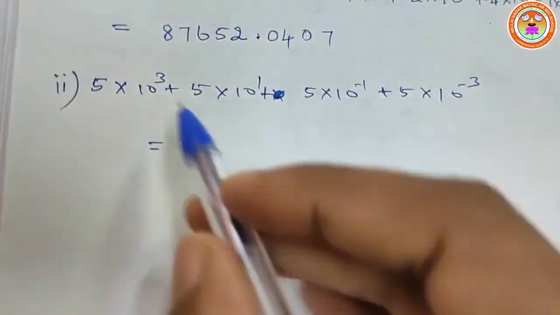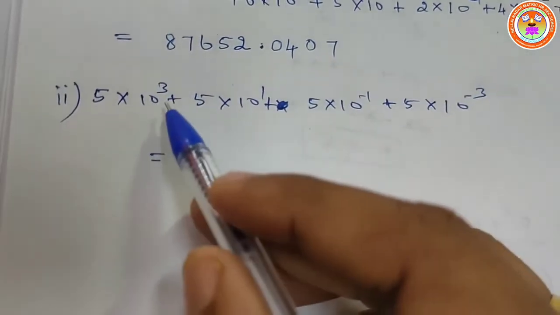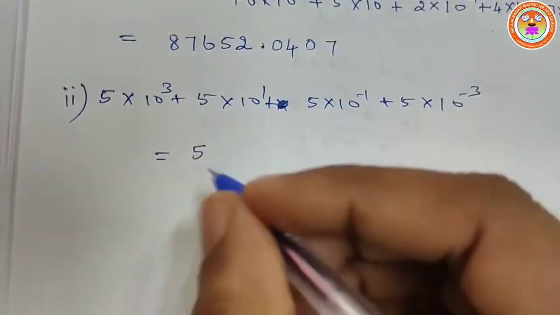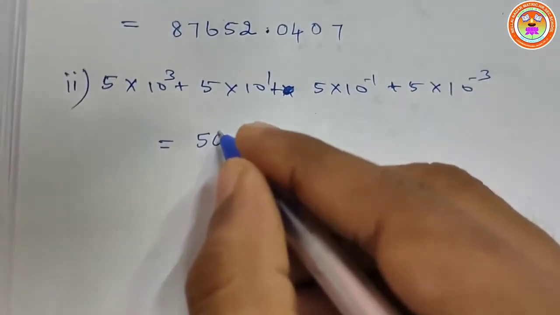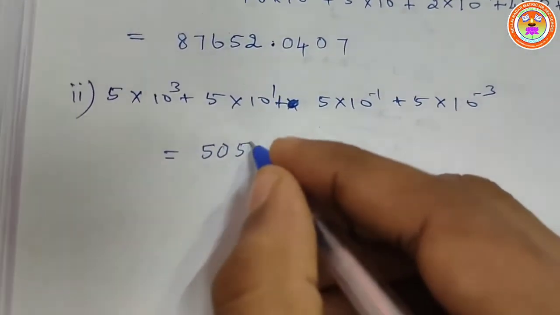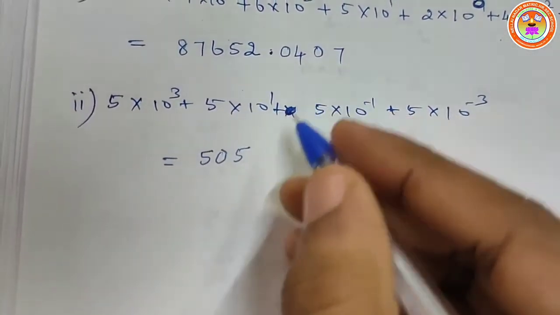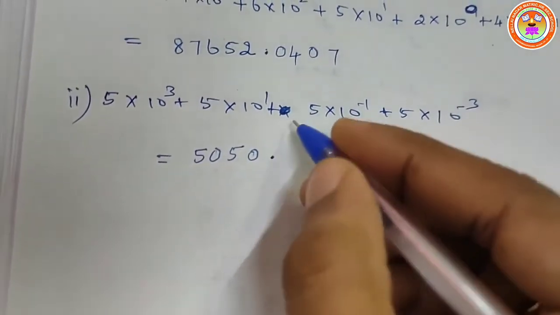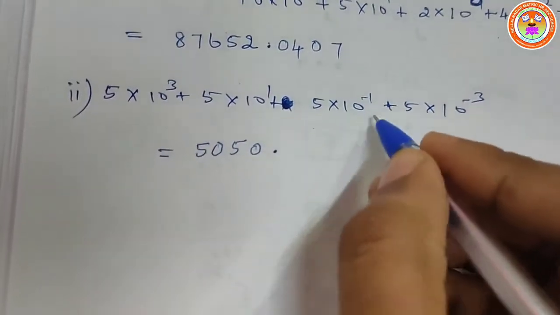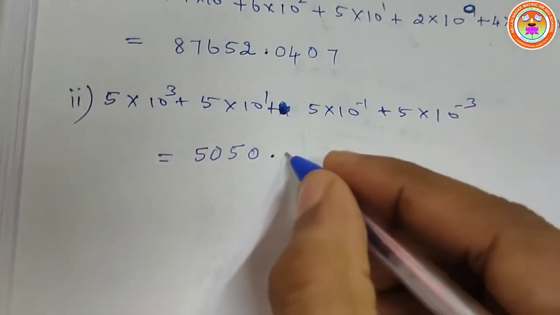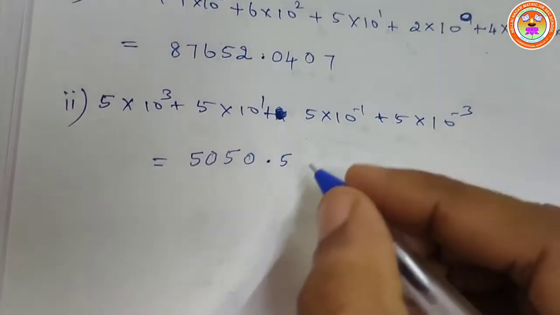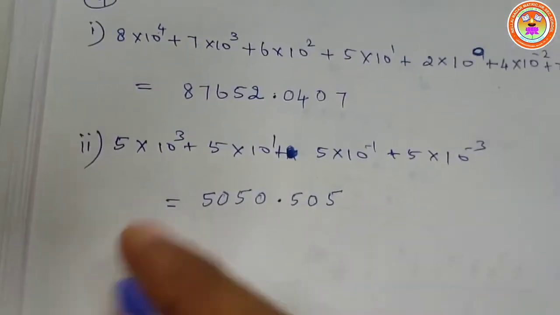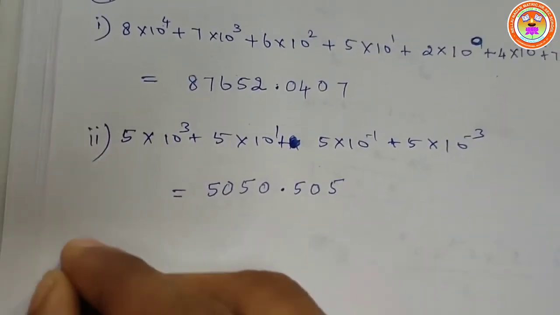So here, if you look, 5 into 10 power 3 is 5000. 10 power 2 is missing, so you have to put 0. 5 into 10 power 1 is 5. 10 power 0 is missing, so put 0 for that. Point, since after that you are going for the negative sign, it is minus 1, so 5. Minus 2 is missing, so 0 5. This is the standard form of this expansion. Now we will move on to the third subdivision.